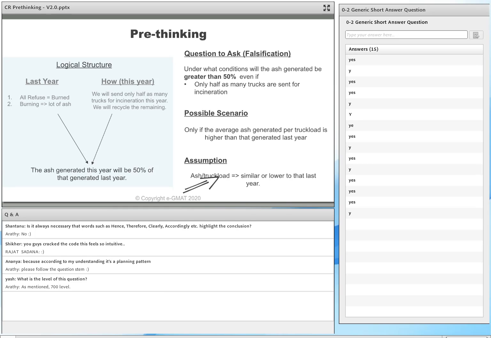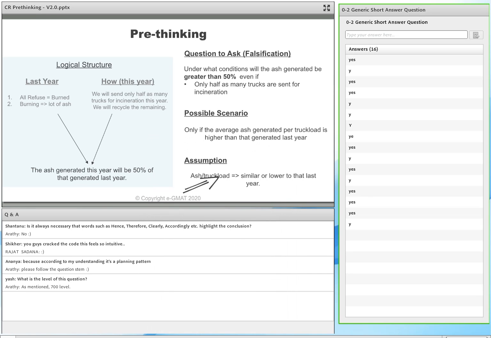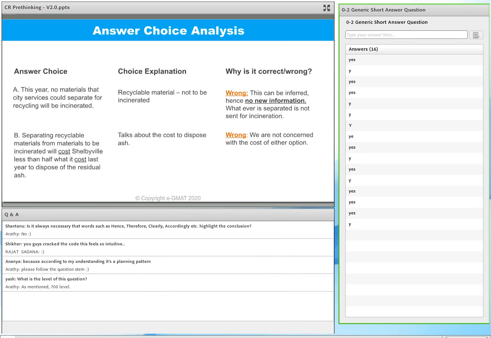Okay. This is how you guys answered. Choice D is the correct answer. 51 of you, or 46% of you, got it right. But let's look at why you focus on choices A, C, and E. Choice A says this year, no materials that are separated for recycling will be incinerated. This is one of the 6 examples that I've found in official questions where this is an answer choice that satisfies my must be true condition. The reason it is incorrect is because it doesn't provide new information. You can infer this from the argument. Because it doesn't provide any new information, it can't be an assumption over here.